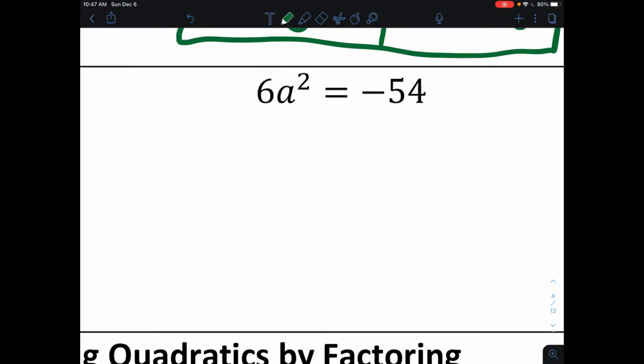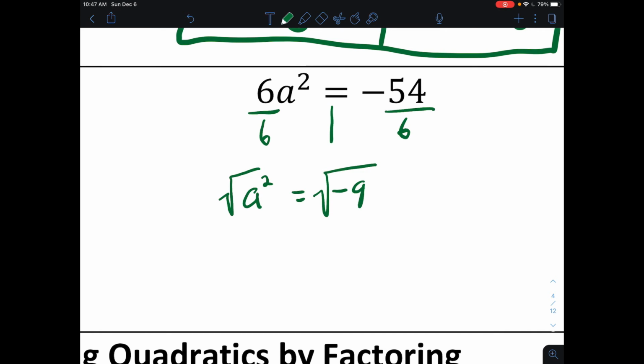All right, next problem. This time we have 6a squared is equal to negative 54. First move in solving is to isolate the variable you're solving for. So I would divide both sides by 6. That's going to give me a squared is equal to negative 54 divided by 6, which makes negative 9. From here, just like we did before, I would take the square root of both sides. And we have an issue.